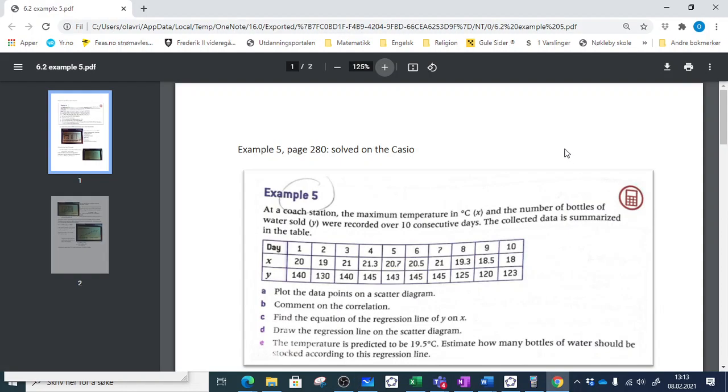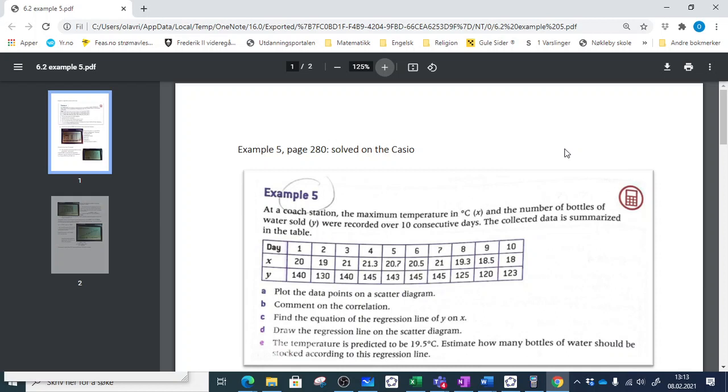All right, so we'll have a look at an example in the textbook. This is on page 280, Example 5. At a coach station, the maximum temperature in degrees Celsius and the number of bottles of water sold were recorded over 10 consecutive days. Collected data is summarized in the table.